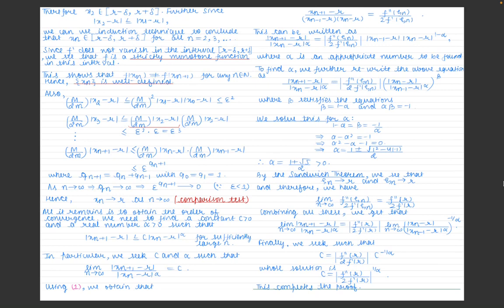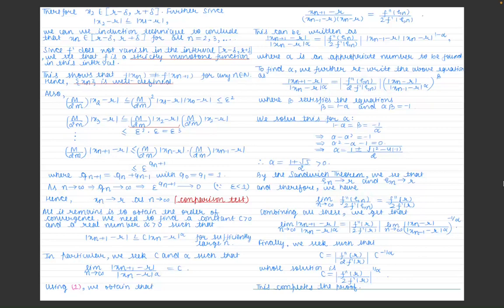Also, you note that this entity is smaller than, as we have discussed above, mod x2 minus r is smaller than m by 2m times mod x1 minus r times mod x naught minus r, and the way we have chosen epsilon, it is nothing but epsilon square, less than or equal to epsilon square, because our epsilon was this.